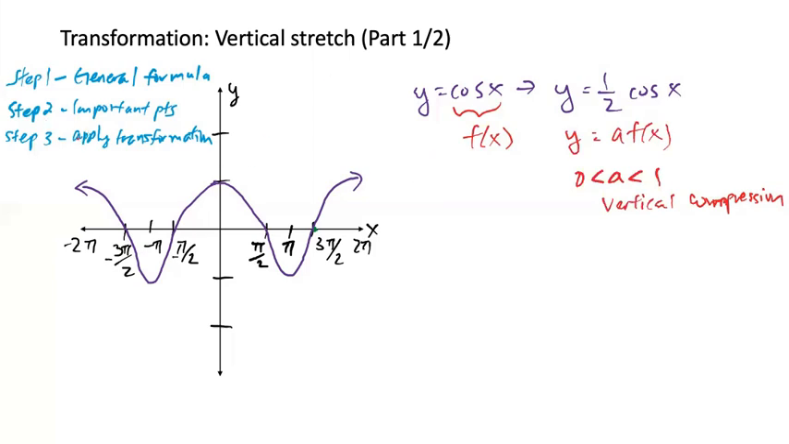So step 2, label the important points. First, I will label the invariants, and it will be the ones that are on the x-axis, because the y coordinate in the x-axis is 0. So, for example, 3 pi over 2, 0. I'll just pick 2 points, one negative and one positive. So the other one would be negative pi over 2 and 0.